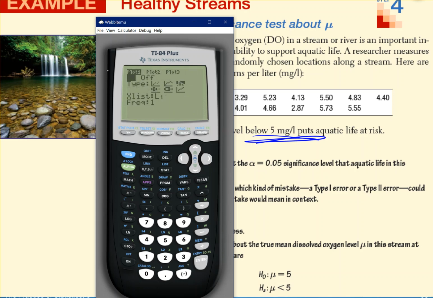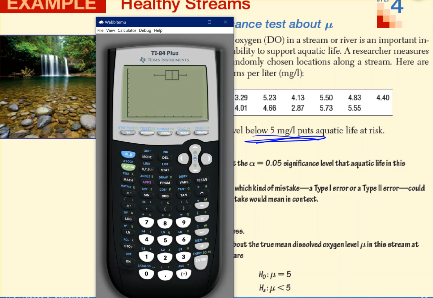How did I do that again? I went to stat plot, second y equals gives me the stat plot. Plot 1 did my histogram there. X list was L1. So let's turn that off and go to plot 2. Turn this one on. This one I'm going to look at a box plot. Let's take a look at that graph. And there I have it. That looks slightly left skewed, but not too bad.